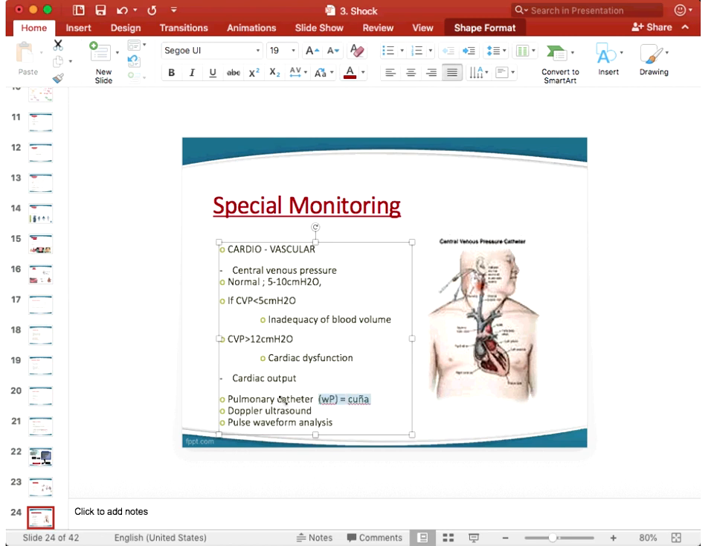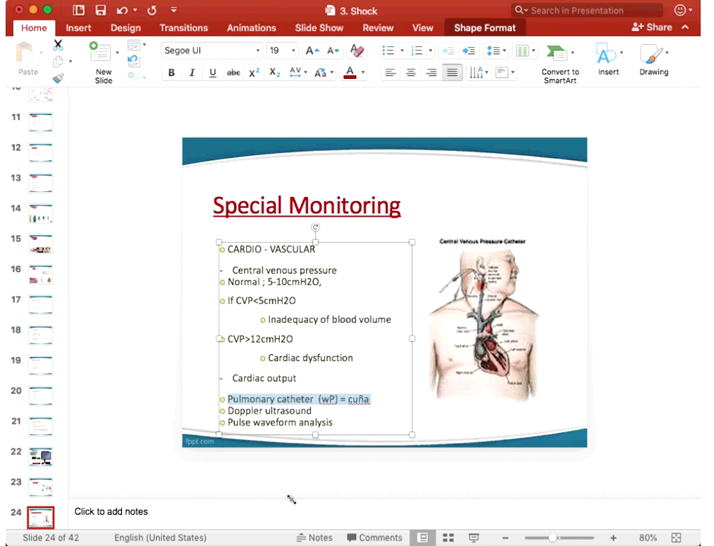All right, this over here, that's another kind of catheter, and you will find it in your books abbreviated as WP, which is called wedge pressure, and it measures indirectly the pressure of the pulmonary artery. And you do this especially in patients that have had a cardiac bypass.